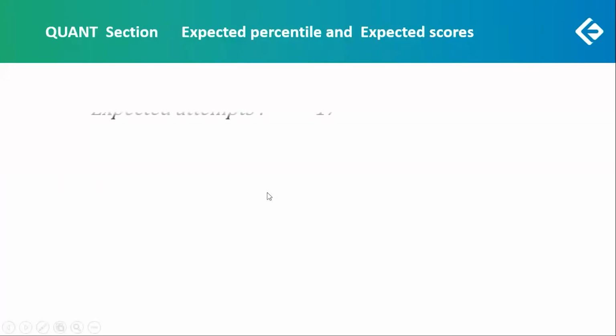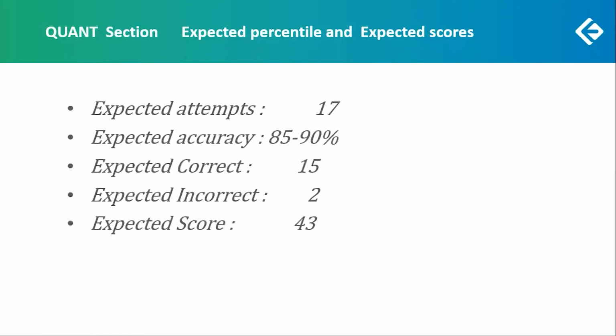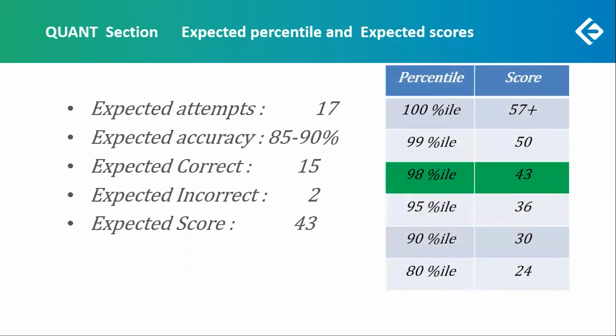And that gives us this breakup. Expected attempts, 17, maybe 2 wrong, 15 correct. 43 is the score for the 98 percentile. 98 percentile, 17 attempts, and this is the breakup. 98 percentile at 43 marks. If we go up, 99 percentile should be somewhere around 50 marks, and 100 at 57. A 100 percentiler should do a lot more than a 98. There should be a big difference.